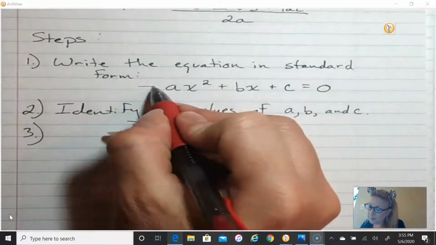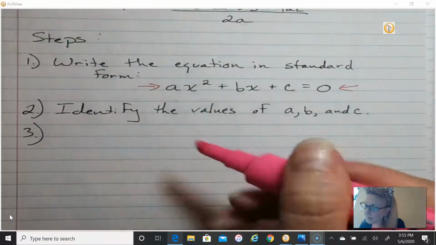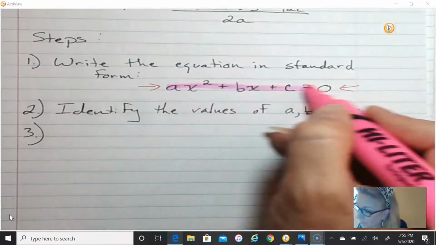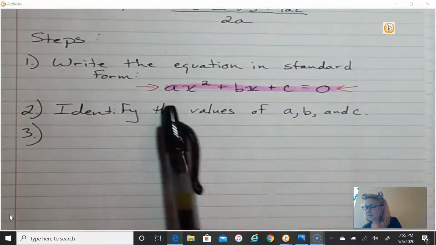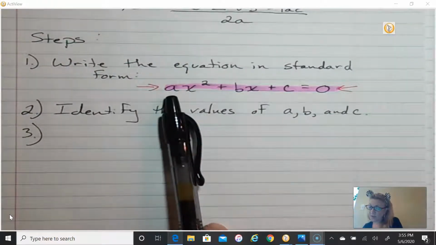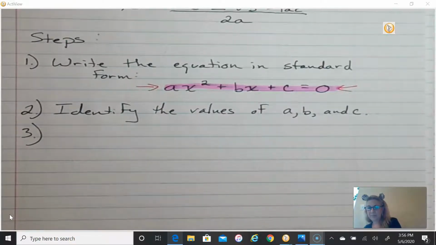I'm going to put the arrow here. In my notes from last year and the year before that, I have it highlighted. I happen to have a highlighter here. Okay, identify the values of A, B, and C. Like if this was a 2, and that's a 4, and that's a -6, etc.